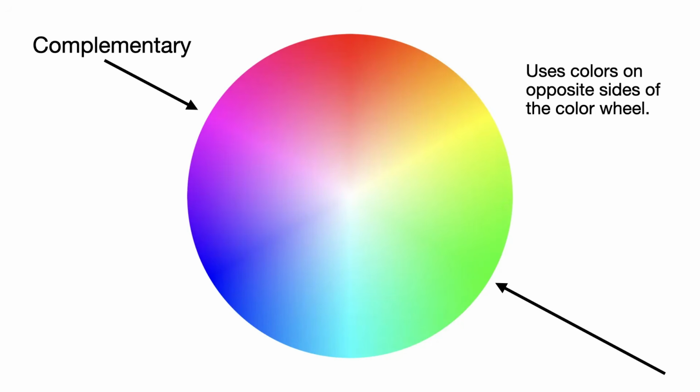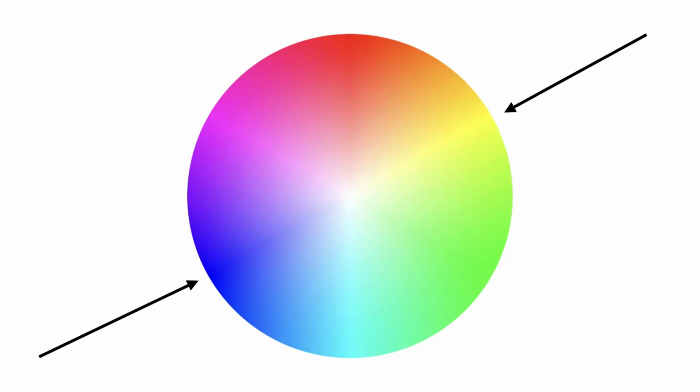And finally, there's a color scheme known as complementary. And complementary color schemes use colors that are on opposite sides of the color wheel. And so there are three primary complementary color sets. The first one is shown here, which is magenta versus green. The second one is blue versus yellow.